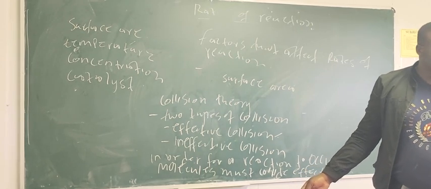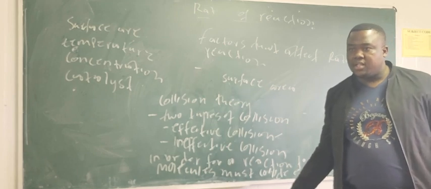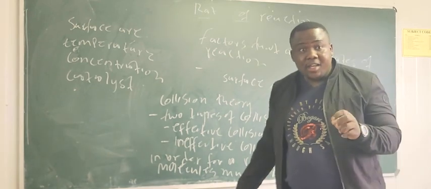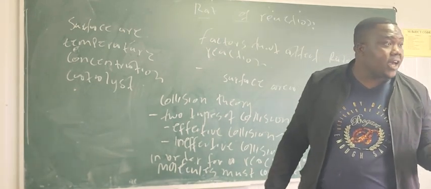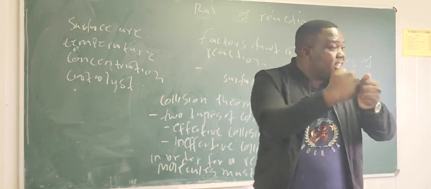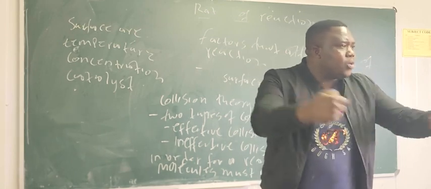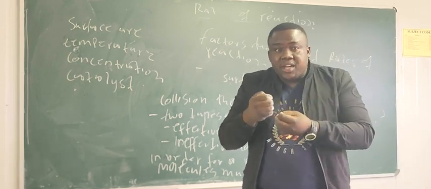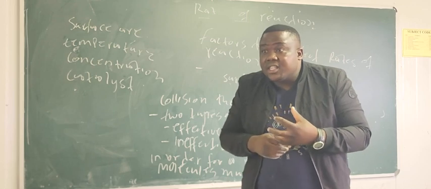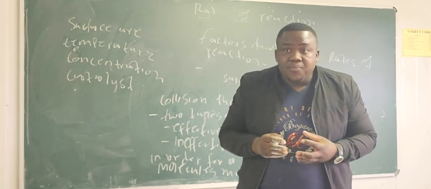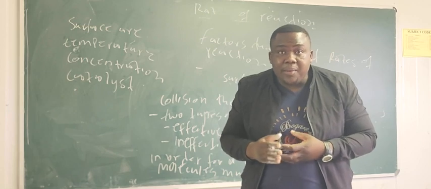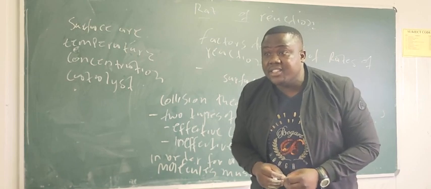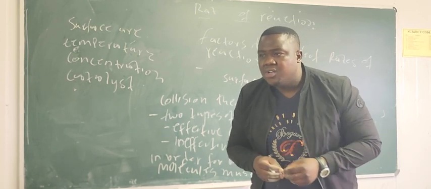You understand? If the rate of reaction is low, molecules are not colliding effectively. Surely each and every reaction, in order for it to occur, molecules must collide. So sometimes molecules collide, and you find that the collision is occurring slowly. When the collision is occurring slowly, it means the rate of reaction will be slow. Rate of reaction is whether the reaction is occurring fast or slow.